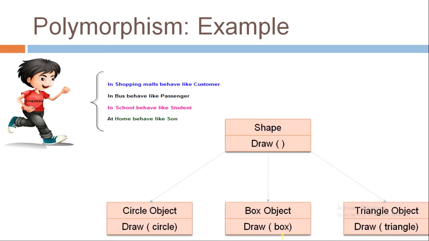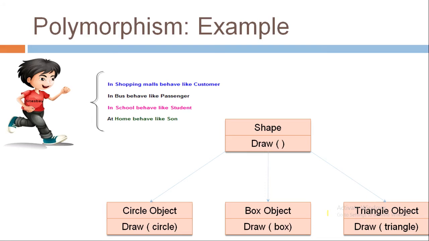Also we can see in the diagram that shape is a main class and it has one function, draw. The same class is inherited, or it has created three objects: a circle object, a box object and a triangle object. All these three objects have their own version of the draw function. See here, draw circle, draw box and draw triangle. That means all these three functions have the same name as the class function draw, but they have different argument values like circle, box and triangle.